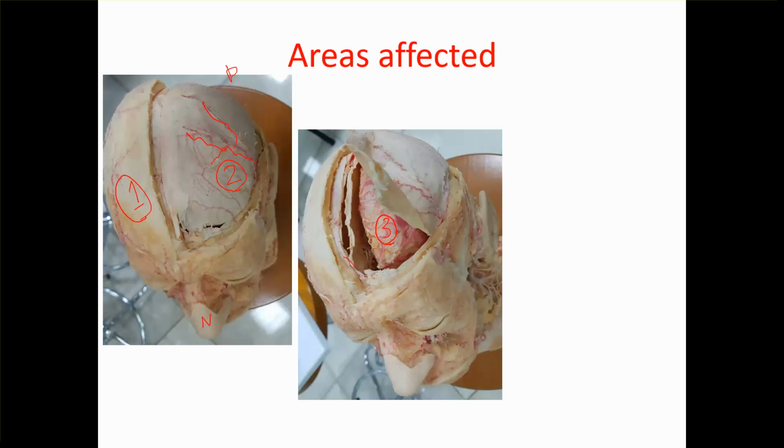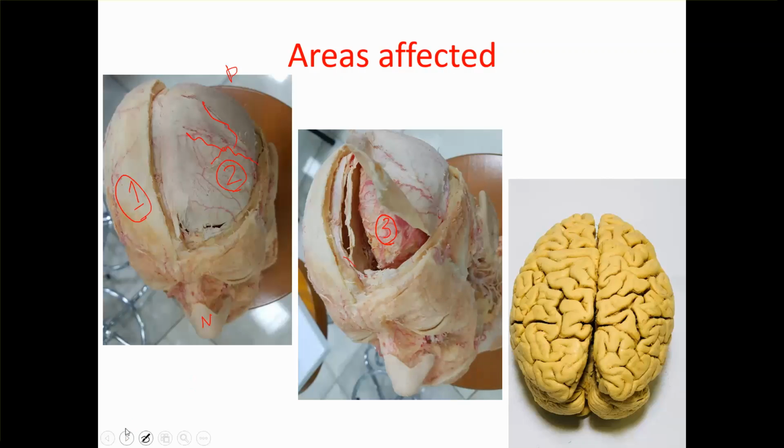Next, area number 4. Area number 4 is called subarachnoid. So it is between the arachnoid and pia mater, especially related to the cerebral arterial circle.